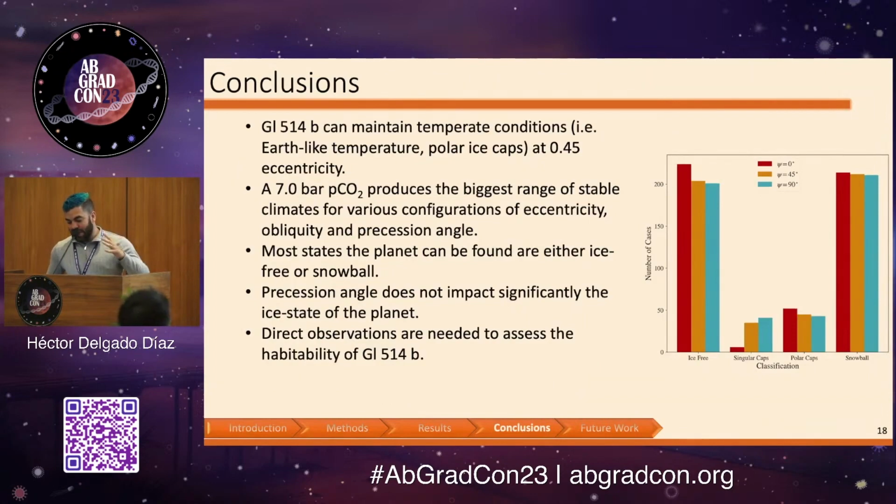And then I'll leave you to the conclusions. So I just want to cut it there. But in essence, we did find temperature conditions that can give a temperate climate, such as pre-industrial Earth. 7 bar CO2 would suggest that is the most stable one to create those polar ice caps. Most of the planet states are found either ice-free or snowball, and precession angle does not impact much the ice state of the planet. And we don't need direct observations to assess the habitability of GL514b. And I'll leave it there. Thank you.